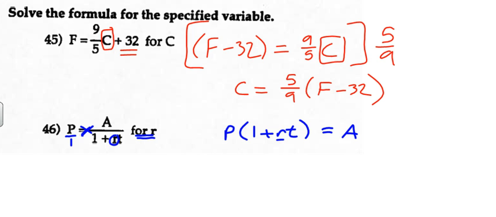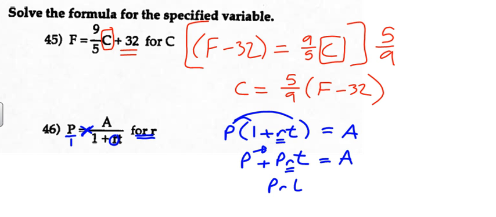And in order to isolate this r, I need to get rid of the parentheses, so I'm going to distribute the p, and I get p plus prt is equal to a. And again, there's my r that I'm looking for. So I think the best thing to do would be to move the p to the other side, and I get prt is equal to a minus p. And then the last thing to do would be to isolate the r by dividing by the p and the t.